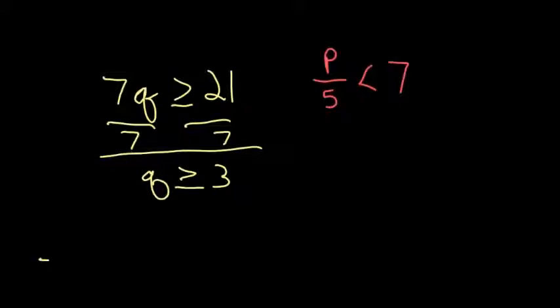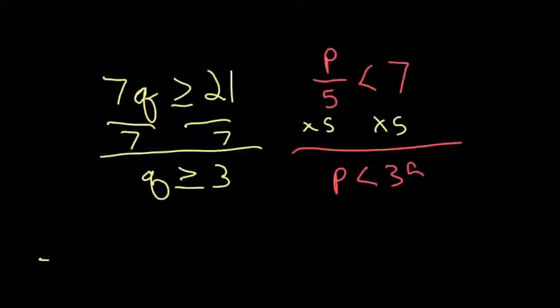Next I have p divided by 5 is less than 7. So what's the opposite of dividing by 5? Would be multiplying by 5. Oops, the colors didn't change. There we go. So dividing by 5 times 5 would get us to 1. So I'm left with just p is less than 7 times 5 is 35.